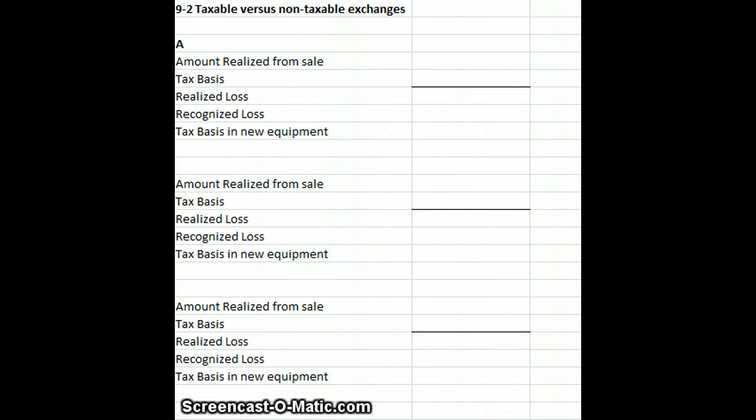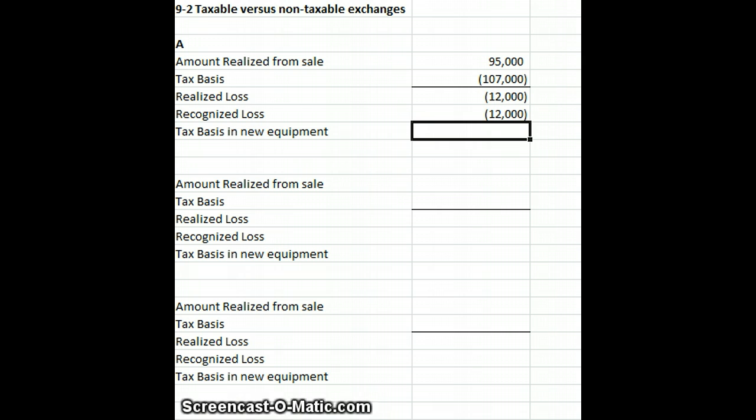Under Part A, compute Business K's realized loss, recognized loss, and tax basis in the new machinery, assuming the exchange was a taxable transaction. In this case, since it's a taxable transaction, we have an amount realized of $95,000. Our basis was $107,000, which means the loss that we realize is $12,000. Because it is a taxable transaction, my recognized loss is also $12,000.